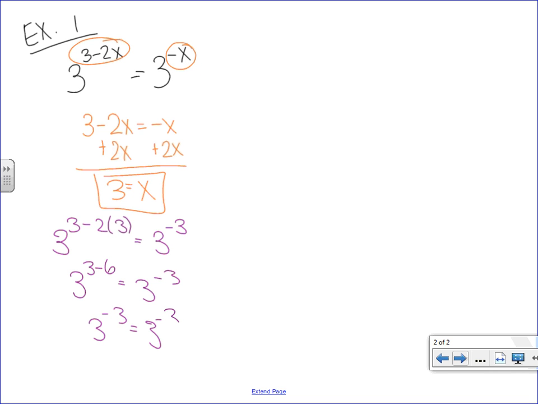And you know, you could stop there, but I'm going to come up here because remember, if we have a negative exponent, we can make it positive by taking the reciprocal. So 3 to the negative 3 is really equal to 1 over 3 to the positive 3. And so we get 1 over 27 is equal to 1 over 27, and everything is good. Okay, so because I had the same base, I could set those exponents equal to each other, and I could go ahead and solve for x.